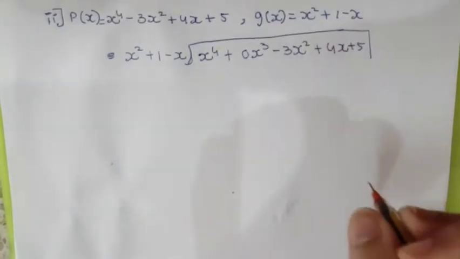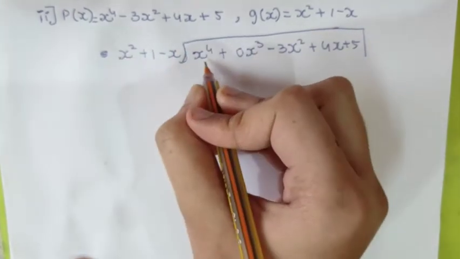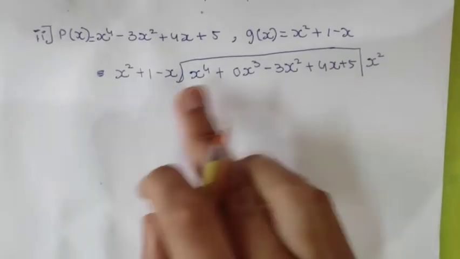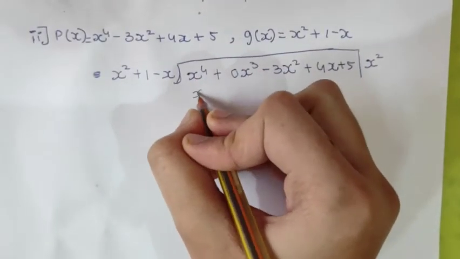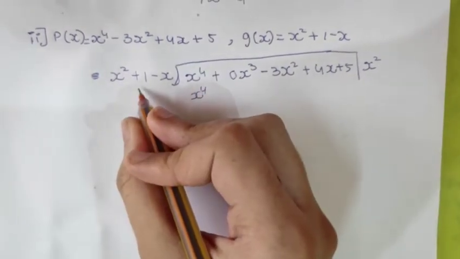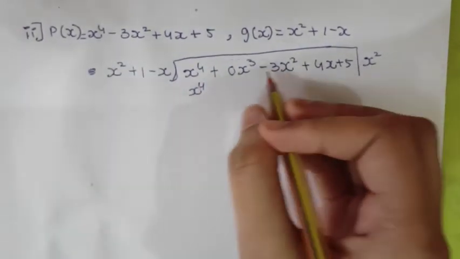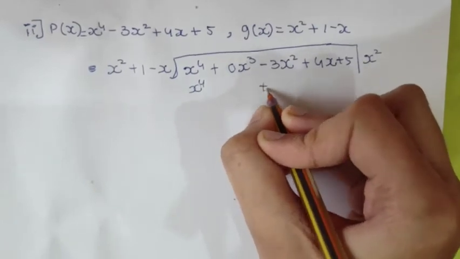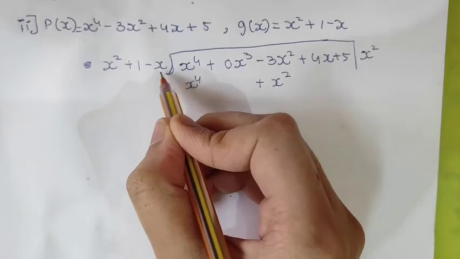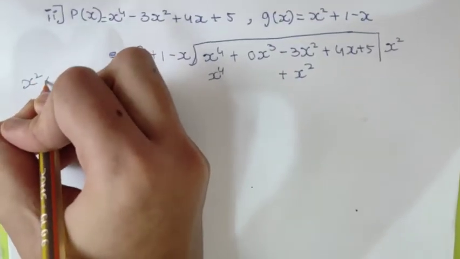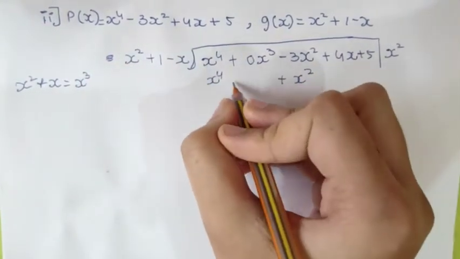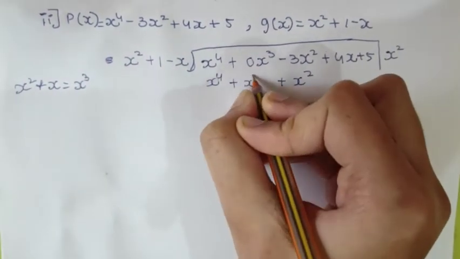Okay. So here first we have x^4 here. So x square into x square is x^4. And here next x square into 1 is equal to x square. So we'll write x square here. And x square into minus x is equal to minus x cube. So here minus x cube. Okay.